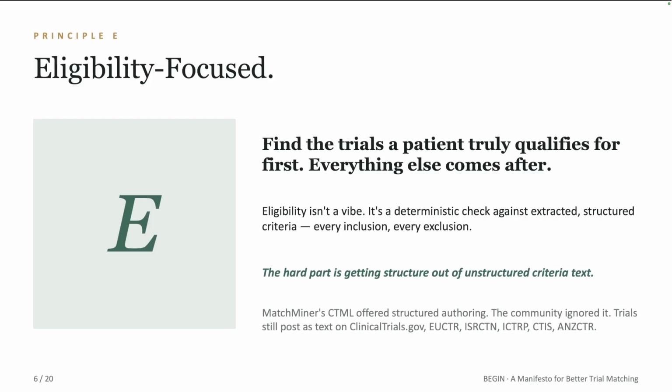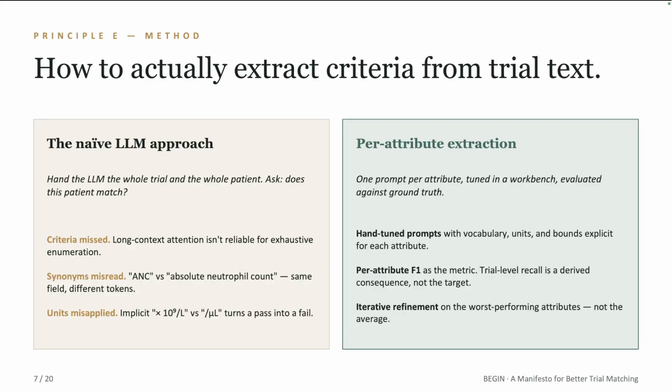So what's the tricky part of this? It's getting the structure out of unstructured criteria text. People have tried approaches to doing structured authoring of trials. They have not taken off. So we need some other way to get the structured attribute by attribute trials. There's a naive LLM based approach where you give it the trial text and the patient record and say, do they match? That doesn't work. There are several problems with that. The accuracy is quite low.